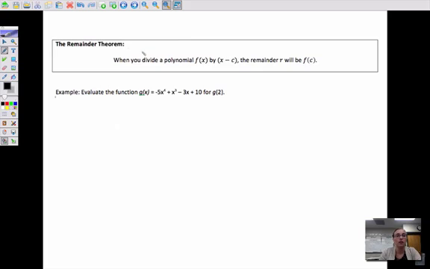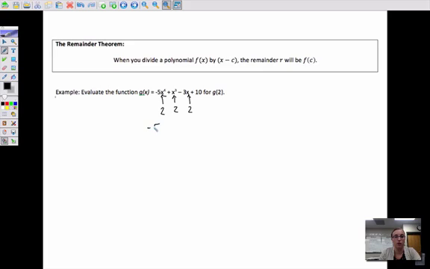And then lastly, the remainder theorem. This theorem says that when you divide a polynomial by x minus c, so by a linear root here, x minus c, then the remainder r will be f evaluated at c. So in other words, if I have a function and I want to evaluate it for g of 2, meaning I want to know what happens when I put 2 in for x, I can use polynomial division to help me do that quickly.